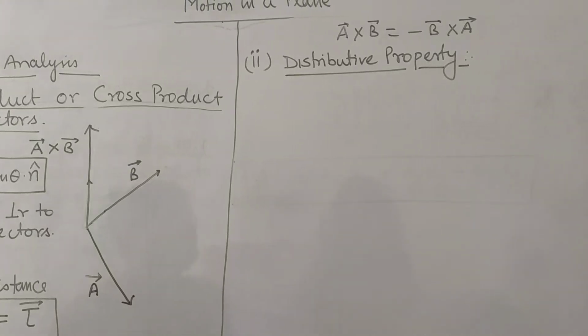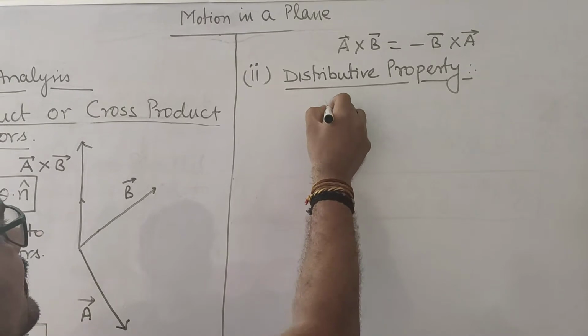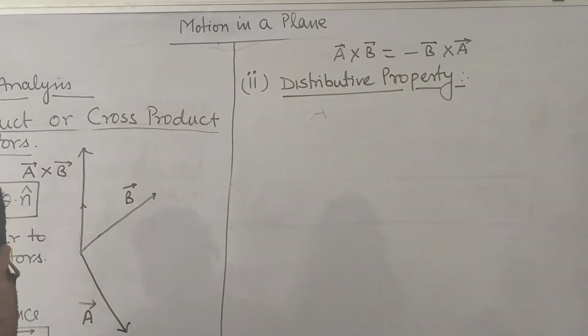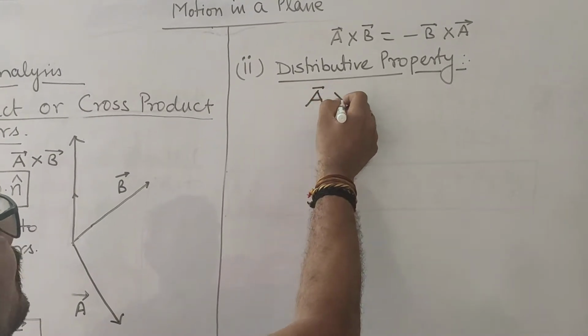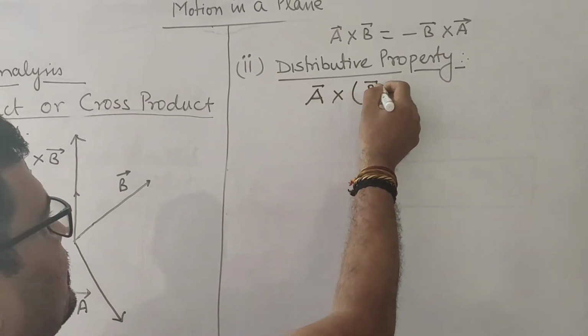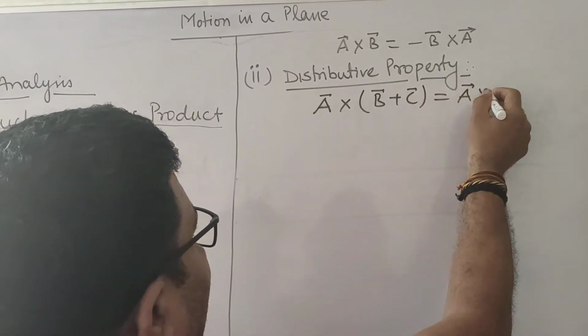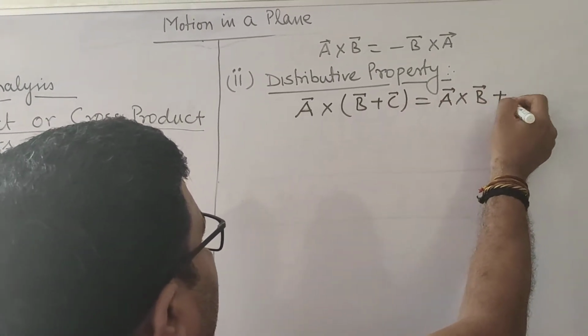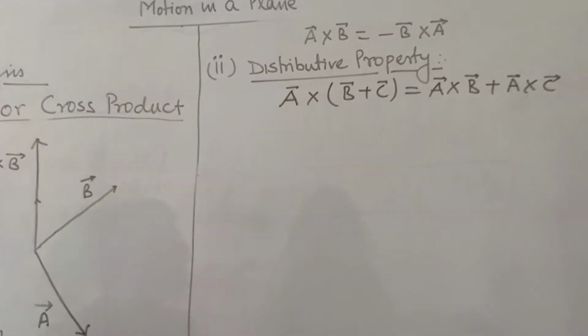Now the second property is the distributive property. Vector product also follows the distributive property. Vector A, when multiplied with the sum of two vectors, will give A cross B plus A cross C. This is the distributive property.